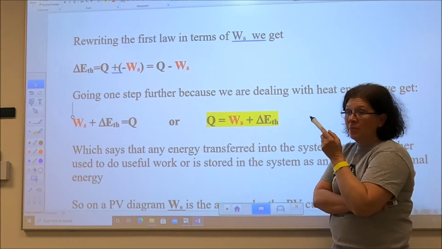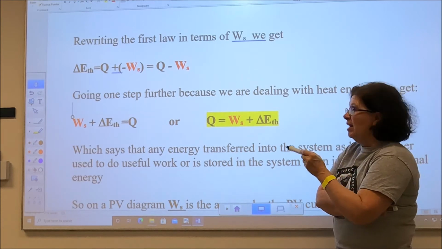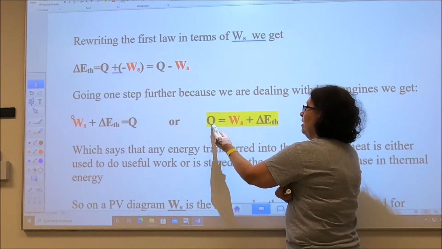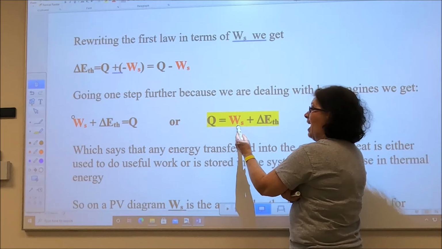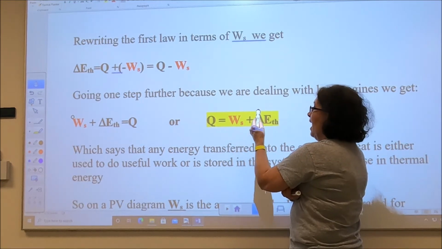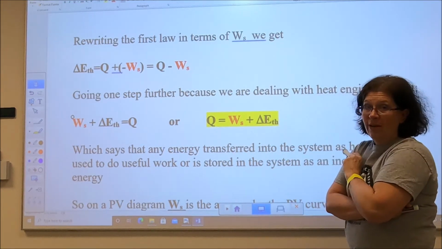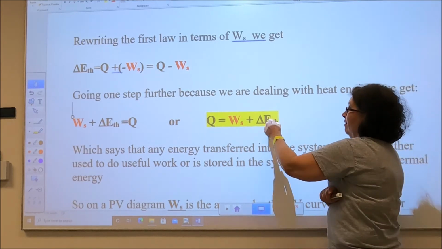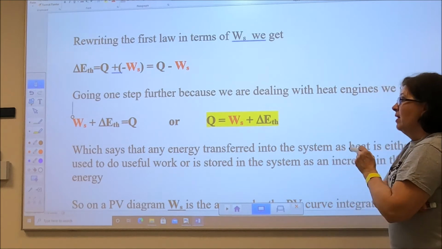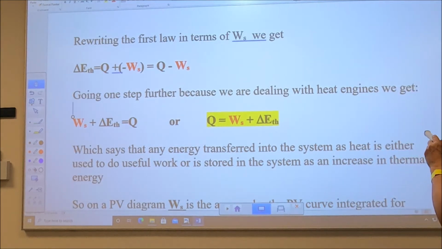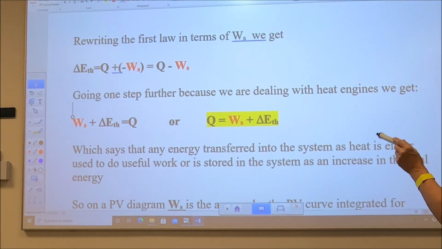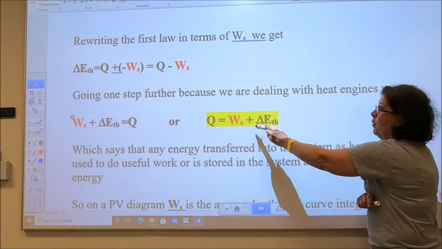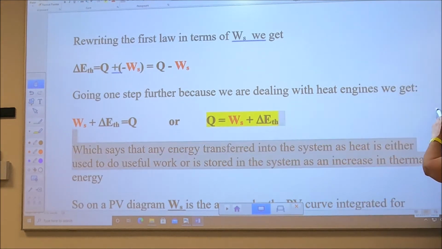Now guys, one of the ways we can read this is that if I put heat energy in, I can get some of it out as work, and some of it's going to change the thermal energy of the system, and I can't avoid it. So any energy transferred into the system as heat is either used to do useful work or is stored in the system as an increase in thermal energy. So, important equation.